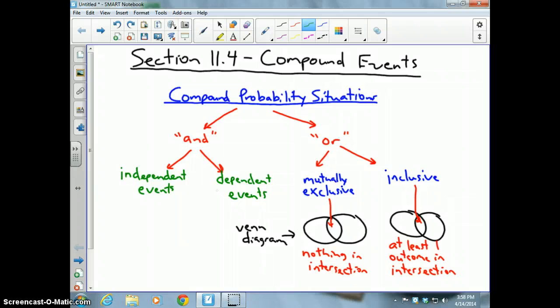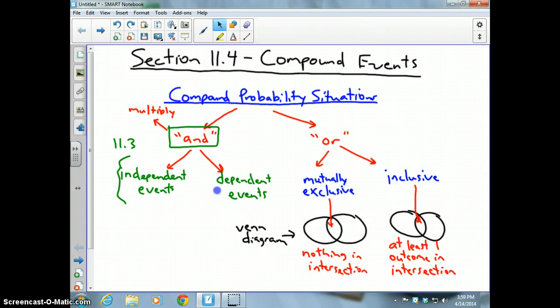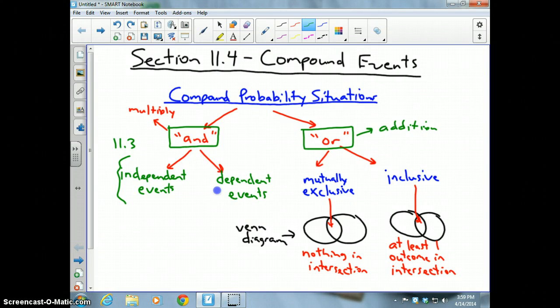First of all, there's two types of compound probability situations. Those that deal with the word and, which is what we talked about in the video on section 11.3, which is this stuff. Independent events and dependent events use the word and, we all remember that and means multiply. What we're going to look at in the next two videos here in section 11.4 are compound events that use the word or. The word or indicates addition. When you have a probability situation with the word or, you add.